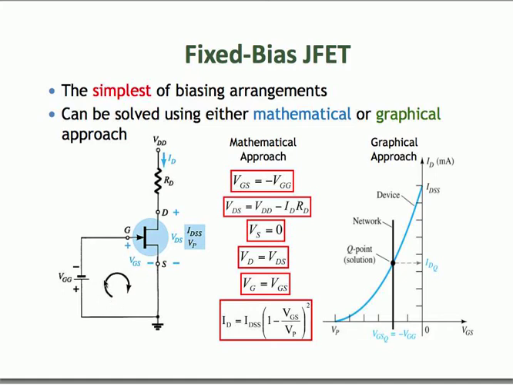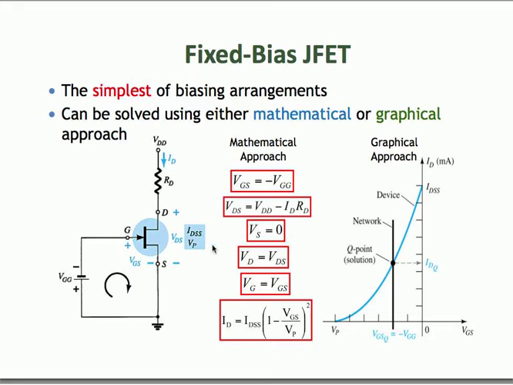If you do a KVL around the gate-source GS loop, you will find that VGS is equal to minus VGG, which is this equation here. If you do a KVL around the drain-to-source loop, you will find that VDD minus ID RD minus VDS is equal to 0. If you rearrange that equation, you will get this particular equation here. Since the source is directly connected to ground, Vs is equal to 0. Therefore, Vd is equal to VDS and Vg is equal to VGS. And the drain current is given by the Shockley equation.